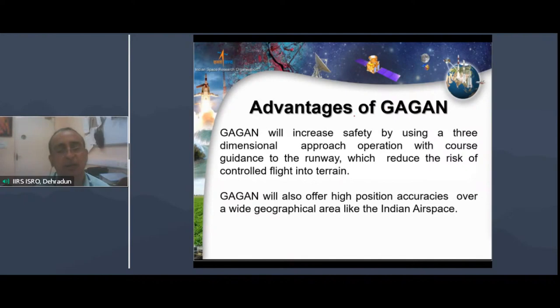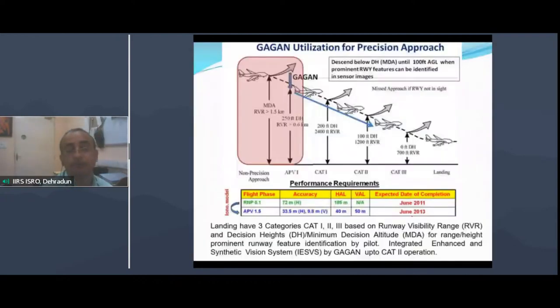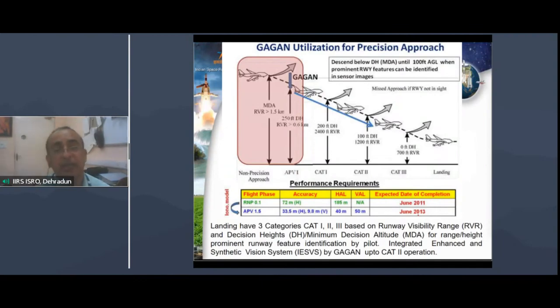Advantages of Gagan. Gagan will increase safety by using a 3-dimensional approach operation with course guidance to the runway, which reduces the risk of controlled flight into terrain. Gagan will also offer high position accuracies over a wide geographical area like the Indian airspace. And you can see the Gagan utilization for precision approach during landing, specifically at Cat 1 to Cat 2. In this area, the Gagan corrections are very, very important to give a very accurate position of the aircraft to the pilot.